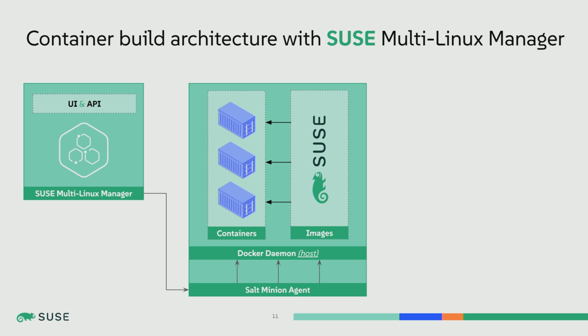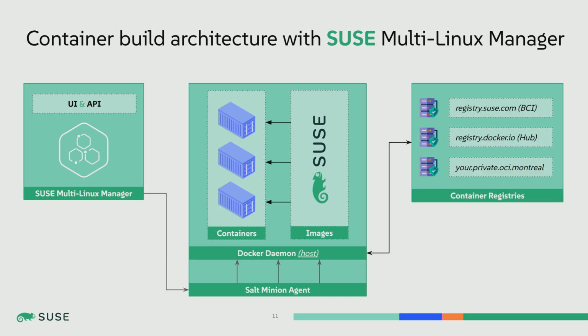So the main difference here, of course, is the client, but we are not speaking directly to the Docker daemon anymore. We are speaking to the Salt minion agent installed on the container host. And this agent is going to speak directly to the Docker daemon itself. And after that, it's basically the same. You define which registry you want to pull or push your image.